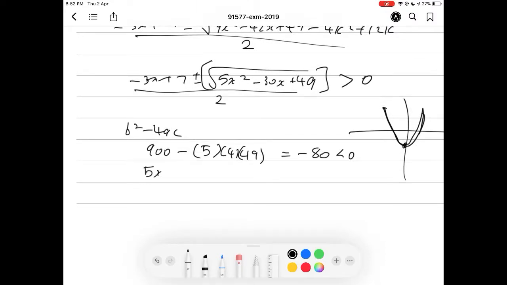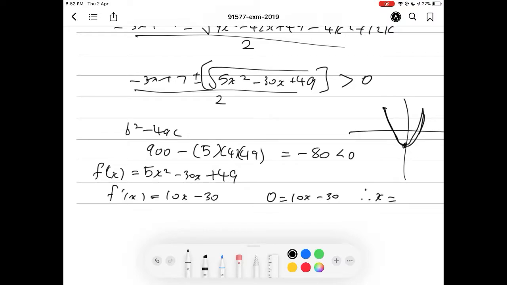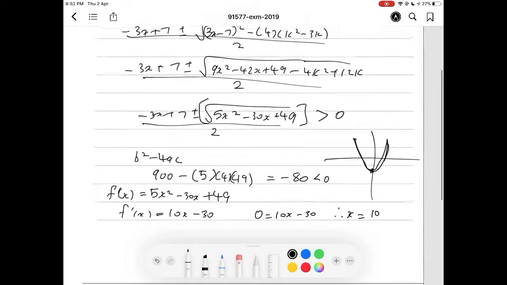So if we take our expression, which is 5k squared minus 30k plus 49, and make that our f of k, then we can differentiate this and find our turning point, which is our vertex in this case. So f dash of k equals 10k minus 30, and we can make this equal to 0 in order to find our turning point. So 0 equals 10k minus 30.